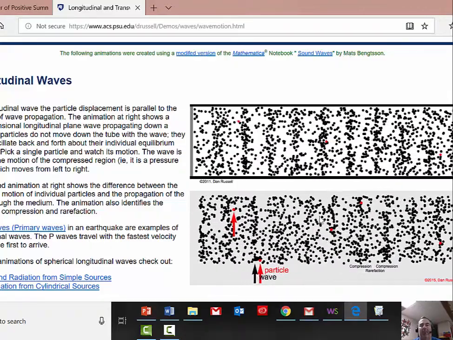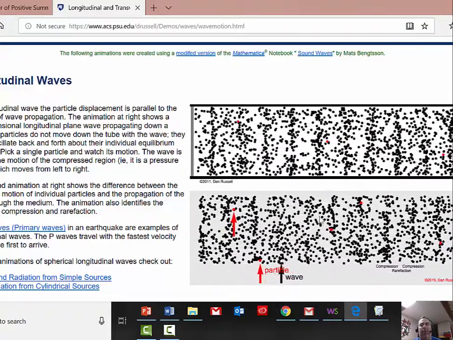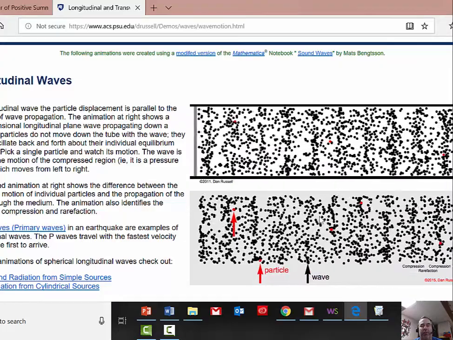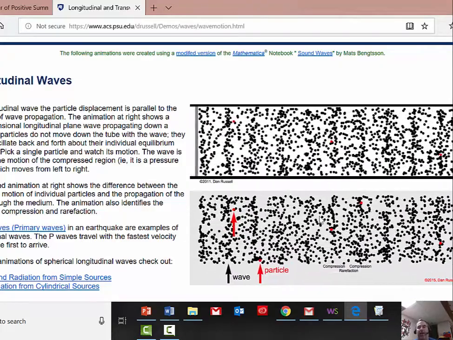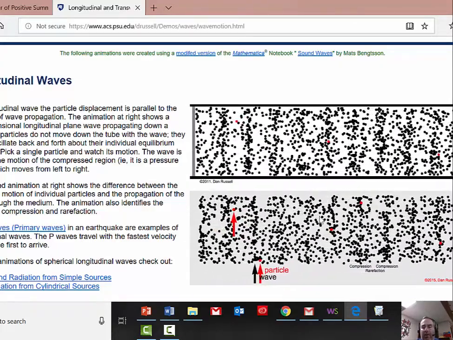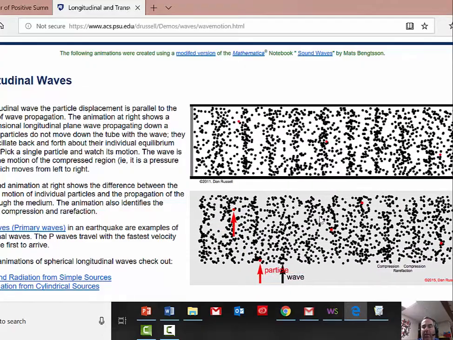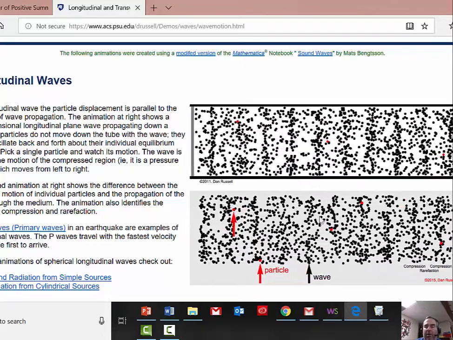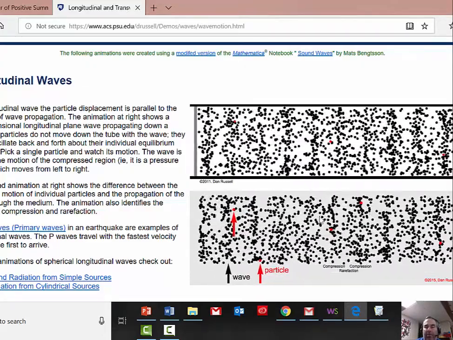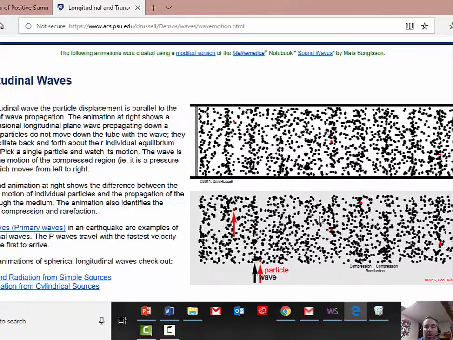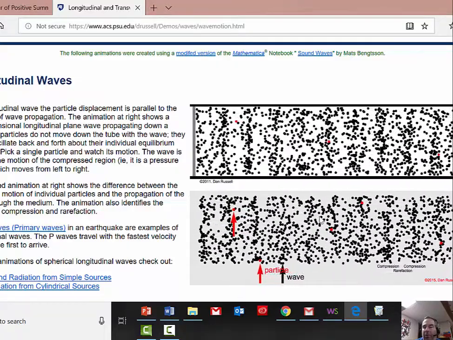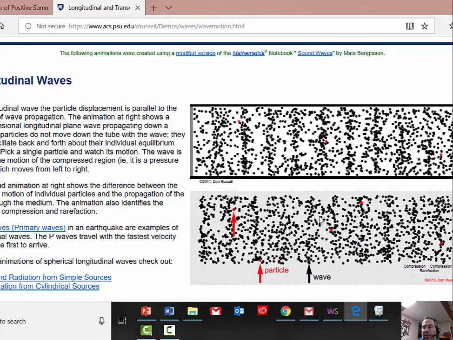And here they actually highlight them and show you that wave. It doesn't get all the way to the end, but it'll start over. You can see that the wave appears to be moving from the left to the right, where the particles themselves are just going back and forth. Compressions are close together. Rarefaction is this middle part where the particles are further apart.